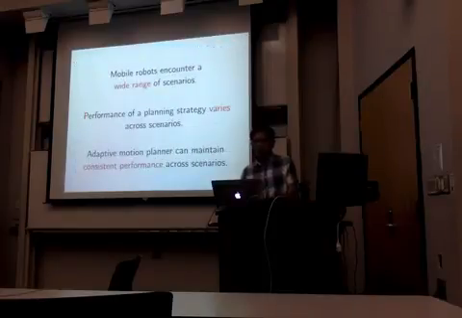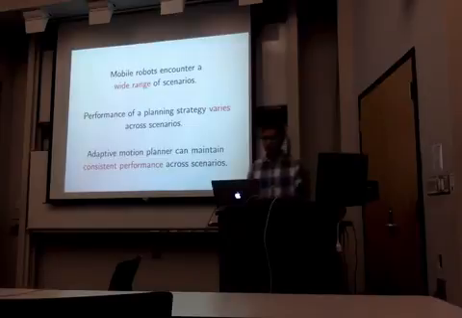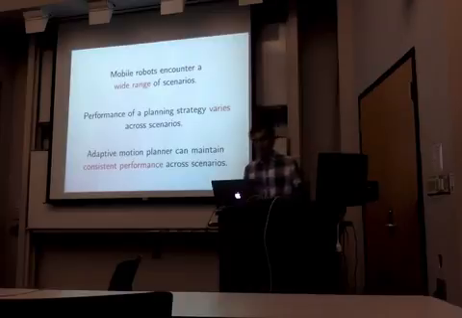So we explore the following line of argument in today's talk. First, we observe that as mobile robots operate outdoors through changing environments at varying speed, they encounter a wide range of scenarios. We also observe that the performance of planning strategies varies across scenarios. But finally, we advocate for a motion planning system that adapts its planning strategy to maintain consistent performance across the scenarios.